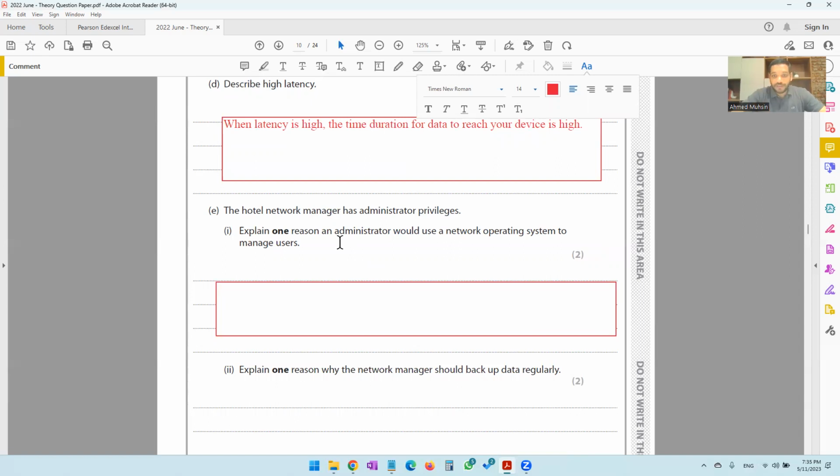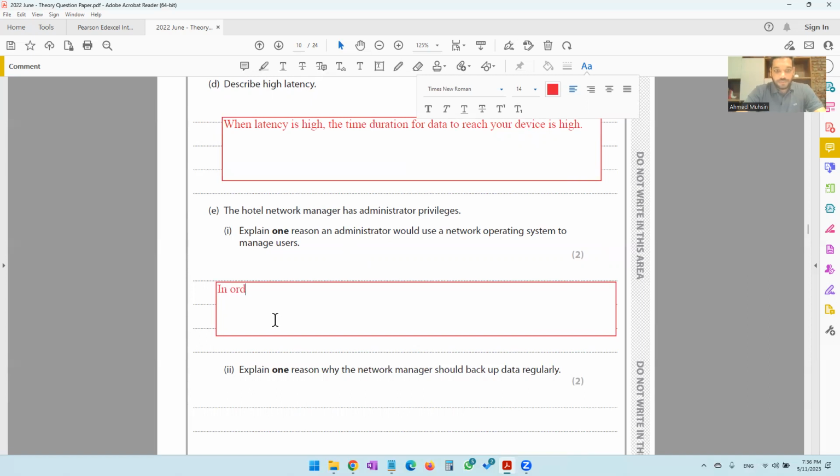Okay, so they're asking for one reason an administrator would use a network operating system to manage users. So you can talk about file access rights in order to manage the level of access that each user on the network has towards the hotel's files. Okay, shall we put that over here?